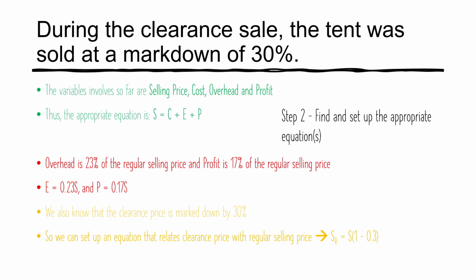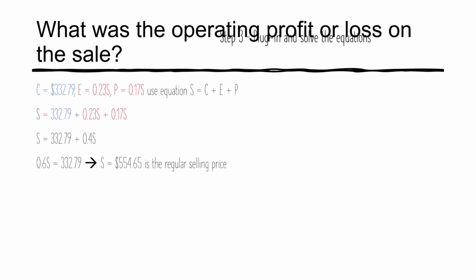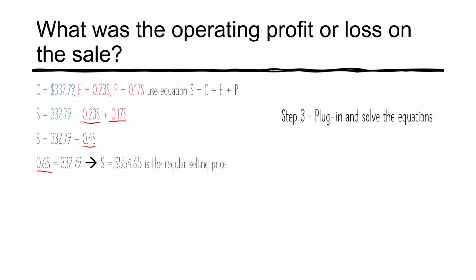So when we plug it in, this is what we have, right? We take S equals C plus E plus P and we plug in the mini equations of the expenses and profit. Group that together to make 0.4S. When I take S minus 0.4S, I get 0.6S. And then finally, when I divide to the other side, I find that the regular selling price is $554.65.